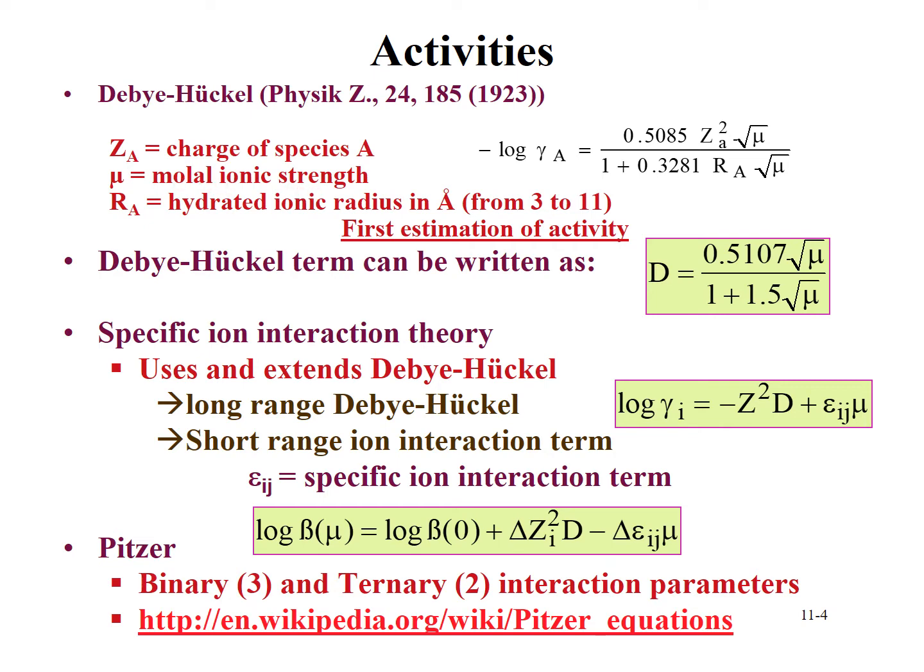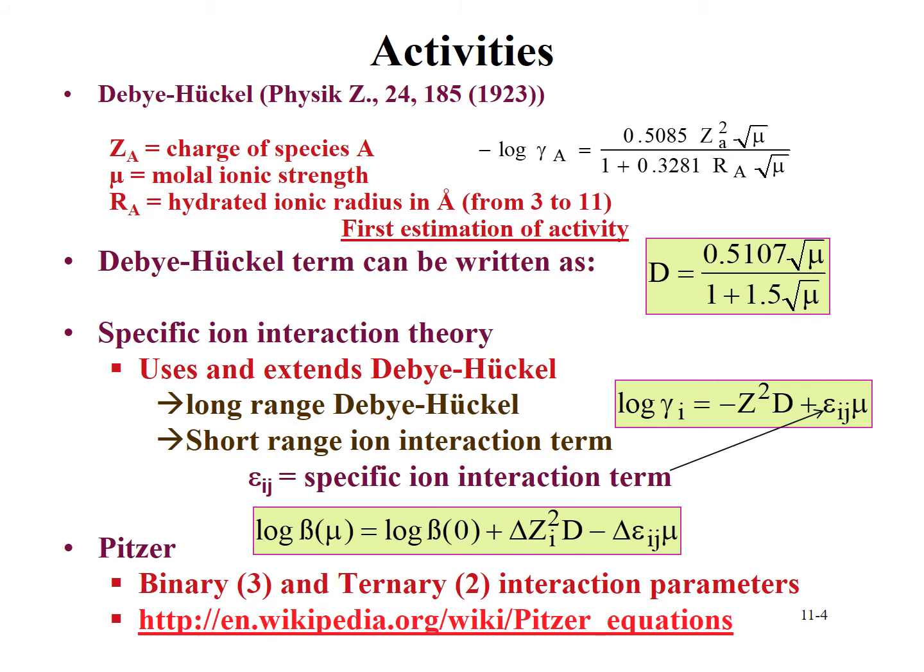The Debye-Hückel terms are useful for extending activities to higher ionic strength. The Debye-Hückel equation is really reasonably good for low ionic strength, and there are a few activity terms and equations that have been developed to examine higher ionic strength. We'll talk about one, the specific ion interaction theory, where you expand the Debye-Hückel term. So we have this Debye-Hückel term, this D, which is the same as here. It has a short range and a long range term. So there's a long range Debye-Hückel term and a short range specific ion interaction term.